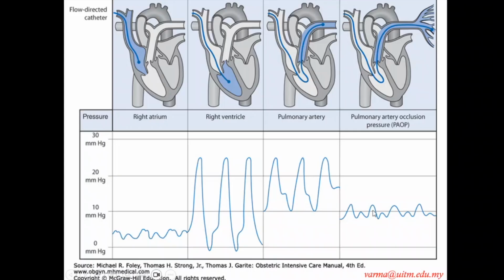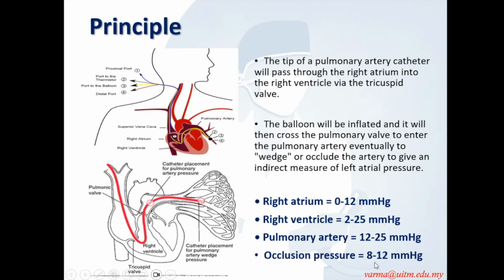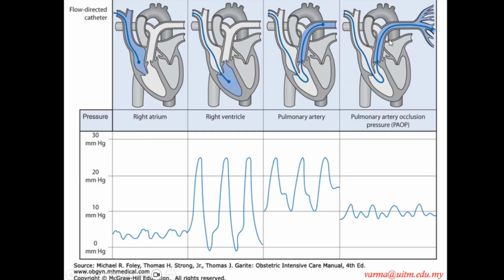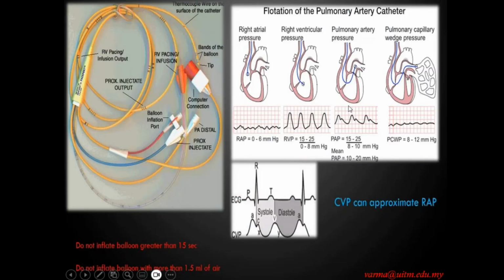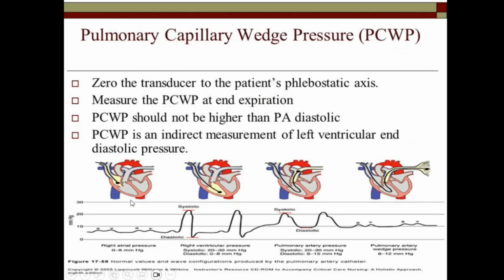Then finally, once you wedge it, it means you inflate the balloon. So you see, this is your catheter. If you go further inside, this is zone 3. When it goes further into your pulmonary artery and you wedge it, then it becomes your pulmonary artery occlusion pressure, where it is 8 to 12. These values you may need to know, from the right atrium up to your occlusion pressure. So your pulmonary artery occlusion pressure is equivalent to pulmonary capillary wedge pressure, which resembles your left atrial pressure. It is an indirect measurement of your left atrial pressure. Again, these are just repetition. How to measure is not important.